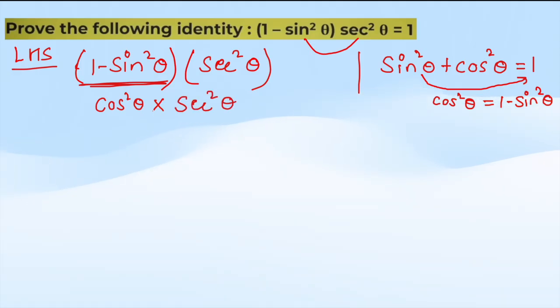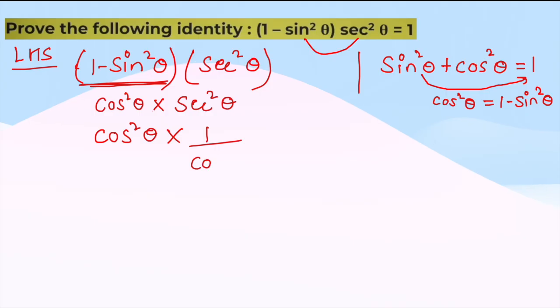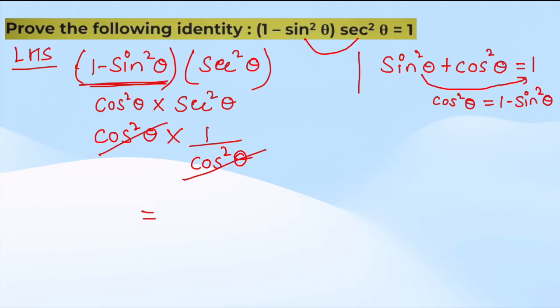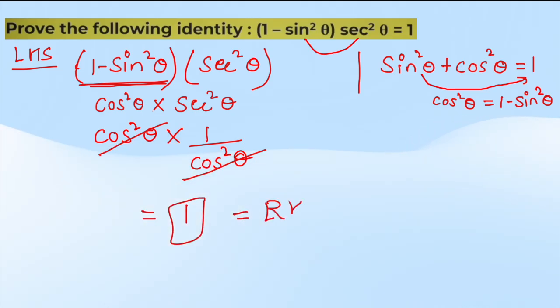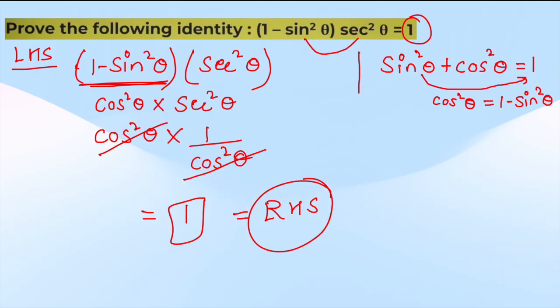We know a direct relationship between cos and sec. What's that? Reciprocal identity, which means sec square theta is 1 by cos square theta. We can cancel out this cos square and cos square, and we will get 1, which is equal to our RHS, and that's what we need to prove. Hope this is clear.